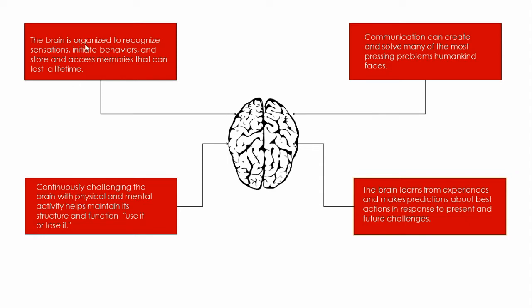Like you can see in the top left, the brain is actually organized to recognize sensations, initiate behaviors, and store and access memories that can last a lifetime. So the brain has a memory, right? Therefore, any ad you make, or any product you make, is stored in the memory of the brain because of the visual memory. This is called visual memory, and I explained this in the previous module. If you don't know what visual memory is, please refer to our previous video, where you can see my further explanation of visual memory and sensations.